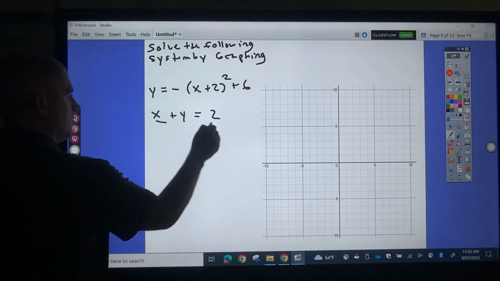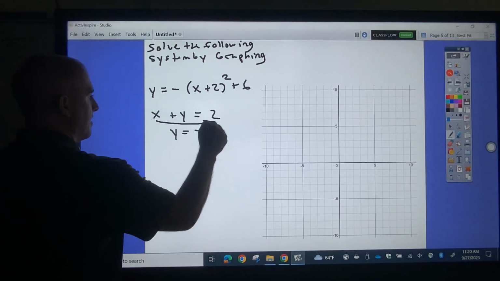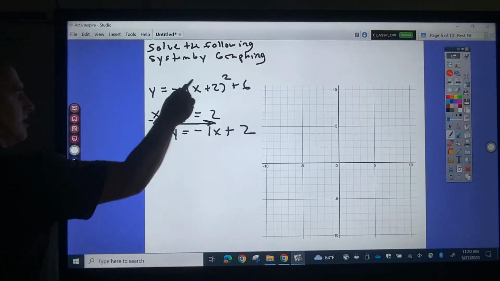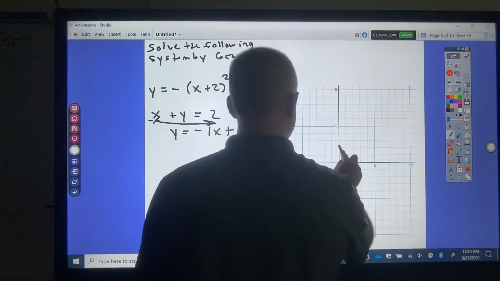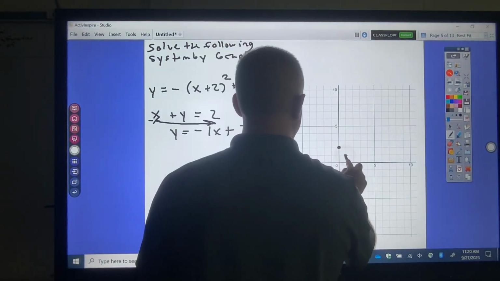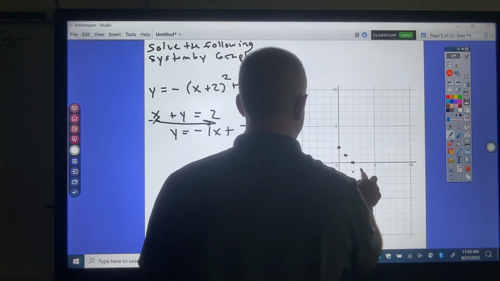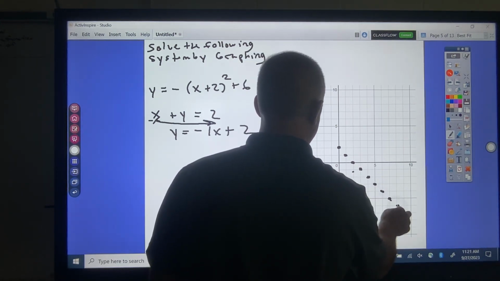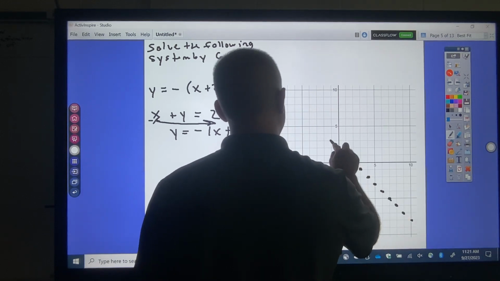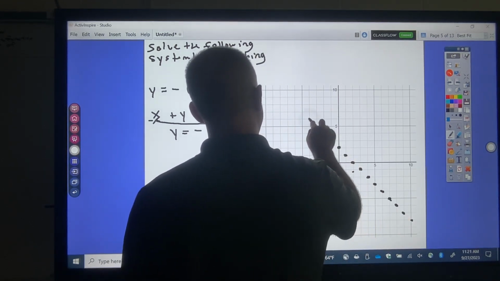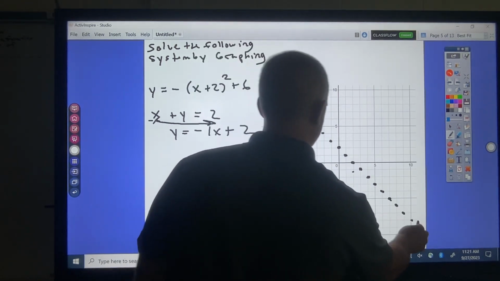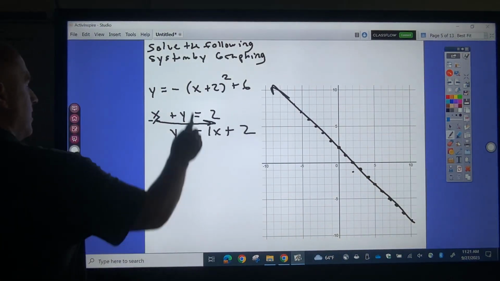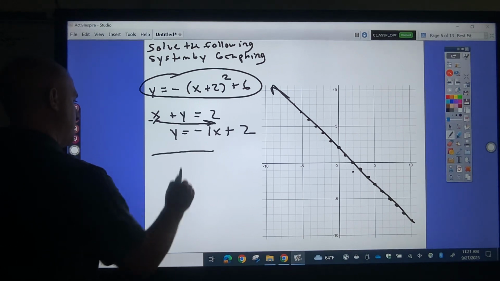This one, I would just need to move that x over. That's y equals negative 1x plus 2, from subtracting x. All right, so I'm going to graph that. Down 1, right 1. And I'll go up this way. I want a really accurate line. This is the same parent function.